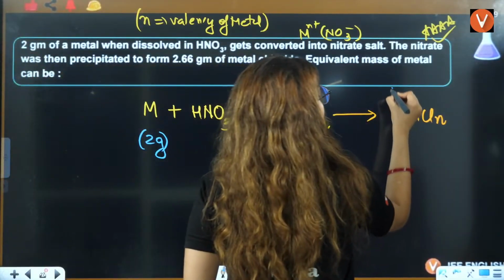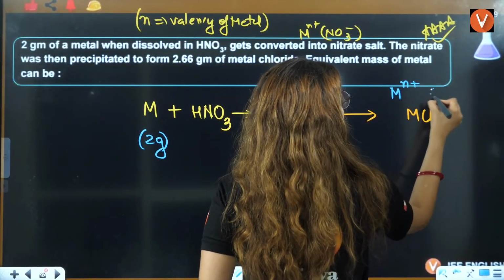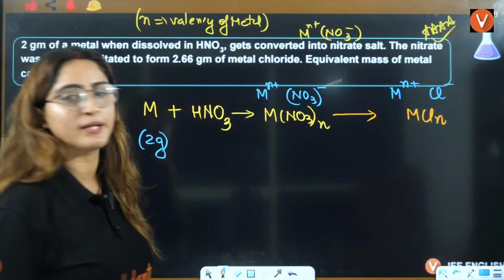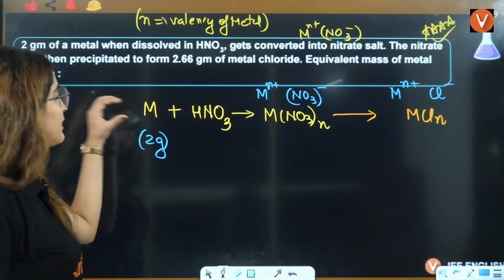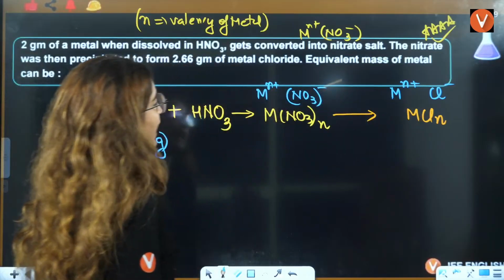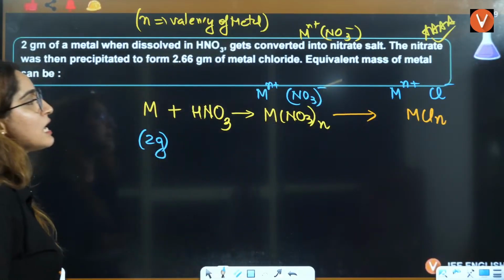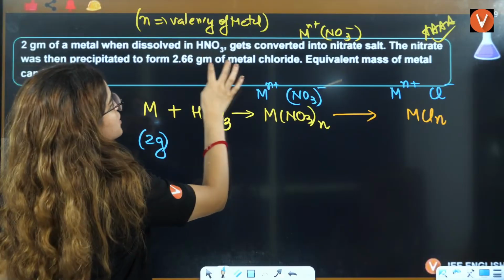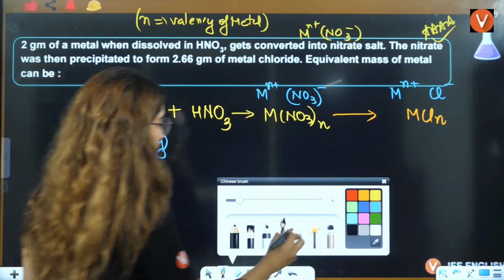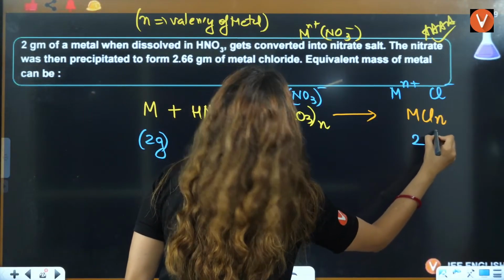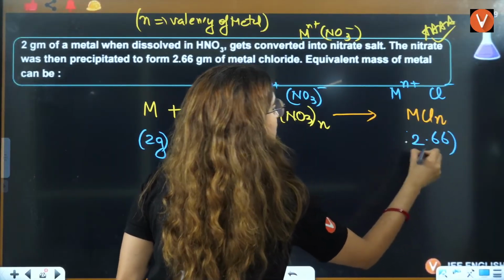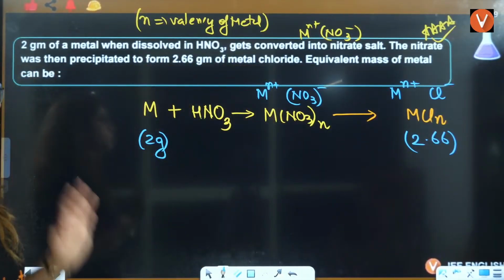This also is M raised to power N positive. This is Cl negative. After cross multiplication, you got this. Let me know if this reaction you are able to understand. Now they are saying that this much of metal chloride is formed. That means metal chloride formed is 2.66 grams. This is also given to you.